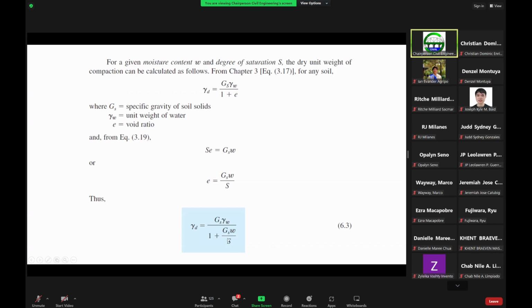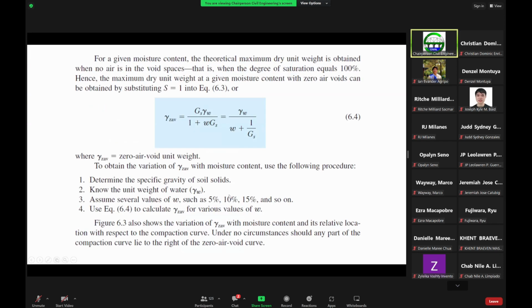So we substitute 1 here. That's for a degree of saturation of 100%, or S equal to 1. In that case, we no longer have S in the equation. So if your S is now 100%, then we call that unit weight the zero air void unit weight, ZAV. Then just do some algebraic manipulations here, and you get this formula.